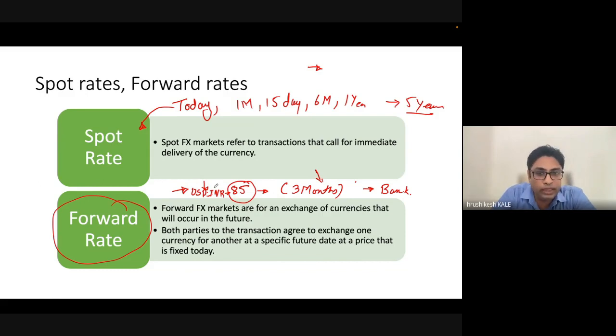And that rate is not linked with the spot rate after 3 months. After 3 months, the spot rate might be 87 or might be 82, but he will give us 85. The amount will also be fixed, for example 10,000 US dollars, or whatever amount we decide today. So the forward rate is the rate after a certain period of time, for a prefixed price and a prefixed amount. That is the forward rate. So let's move ahead.